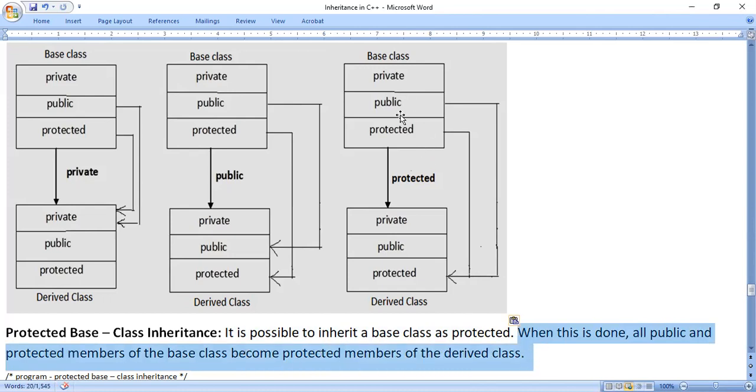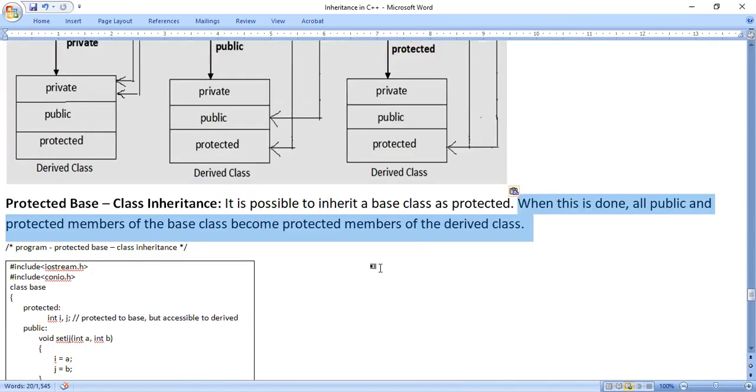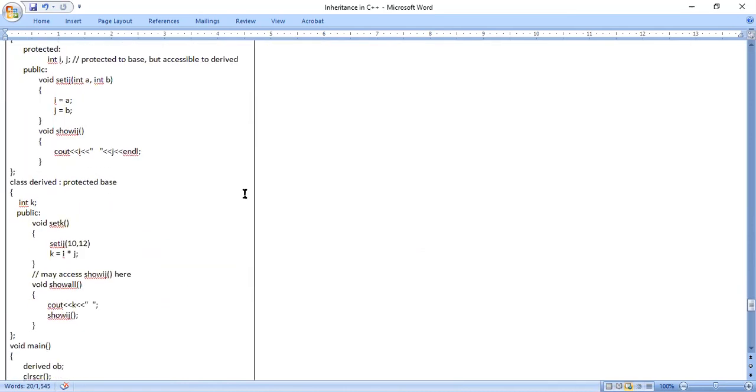See, in the sentence they have given it, and I have put it in the diagram. Always when you try to understand in diagrammatic or image format, we get the concepts very soon. When the base class is inherited as protected, all public and protected members of the base class become protected members of the derived class. Public data members of base class will become protected, and protected data members of base class will become protected. Whether it is a data member or a member function, both become protected. In this program, it is shown. So we will see that.